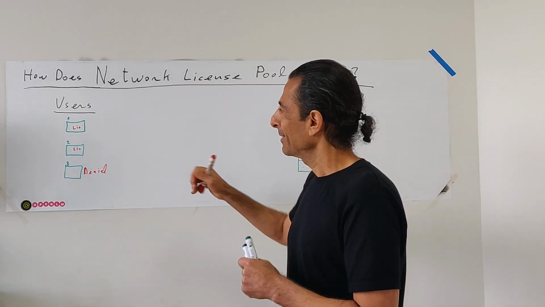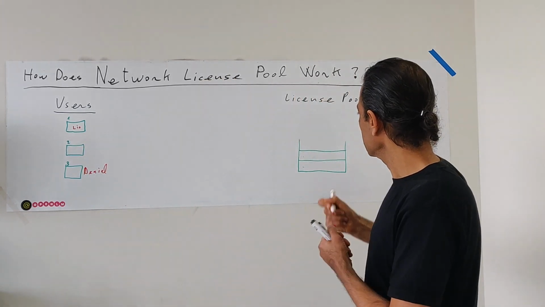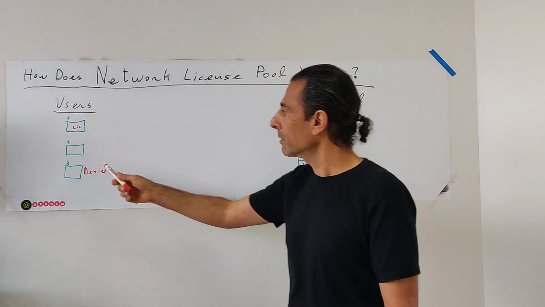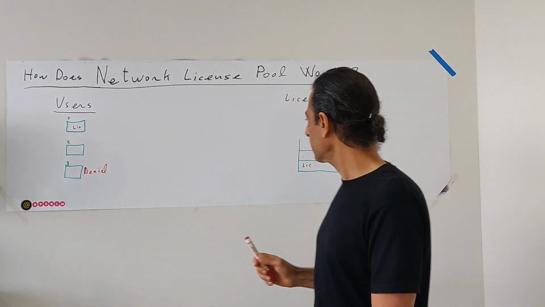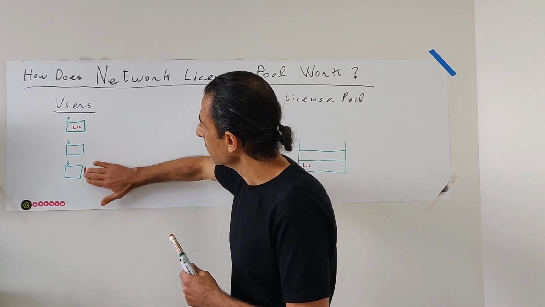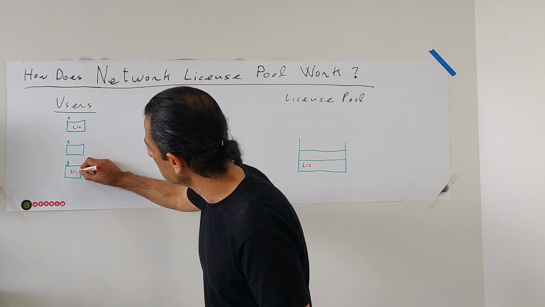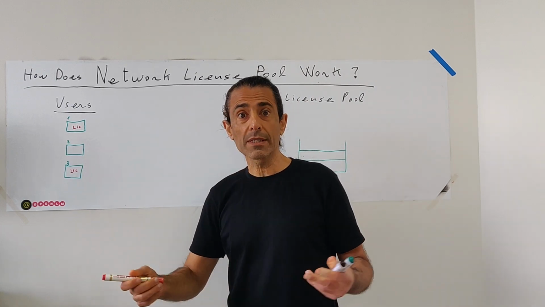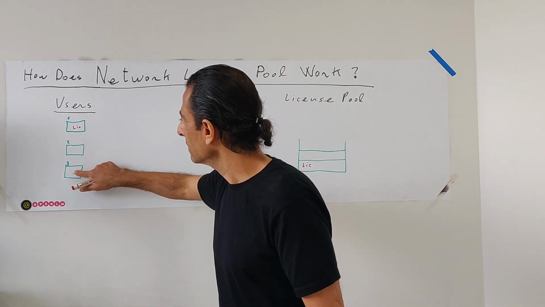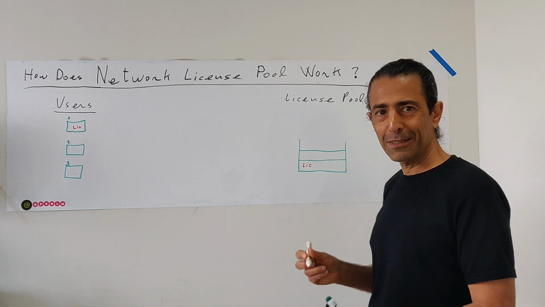But user number 2 finished his work and returned the license to the license pool, and next time user number 3 tries to get a license, he will be able to get one, and this will be a successful out action from the license pool. When user number 3 finishes his work, he closes the software and automatically the license is returned to the license pool.